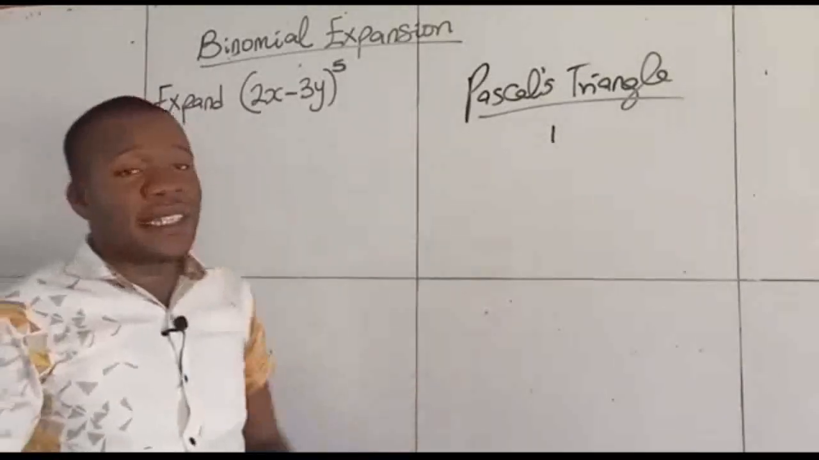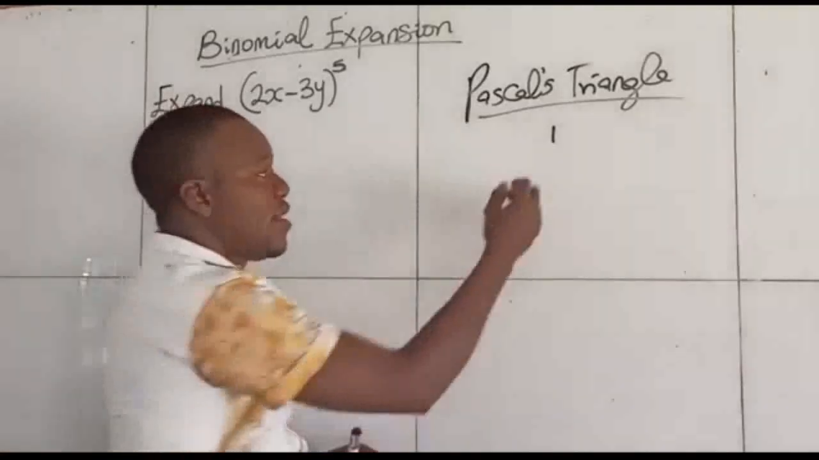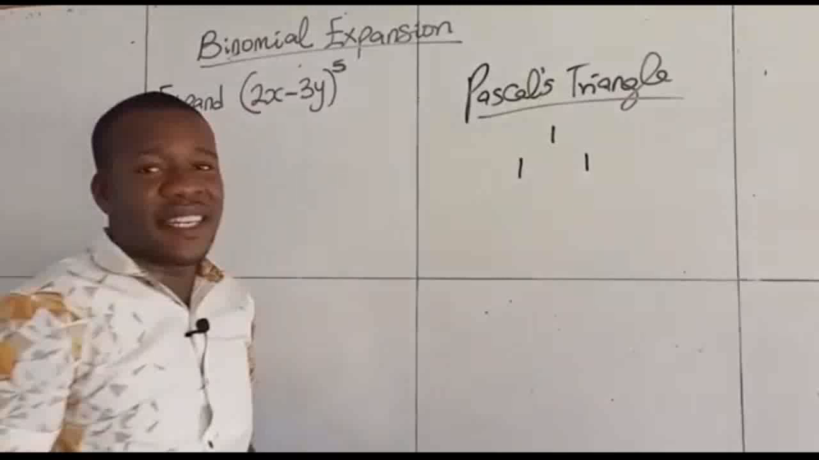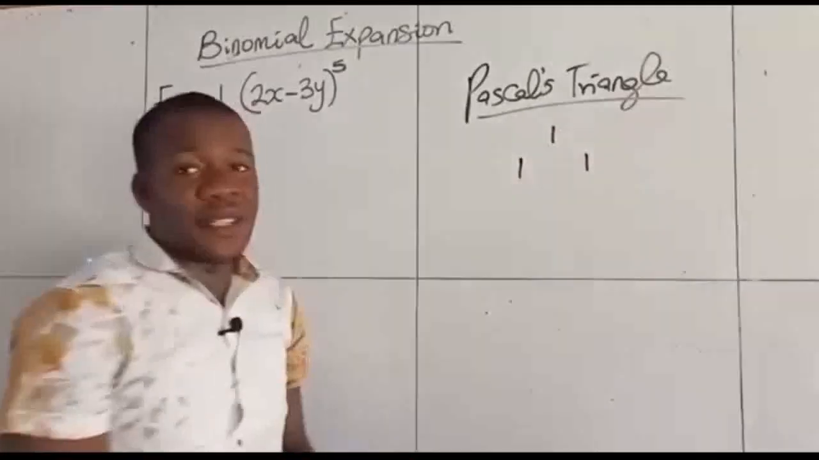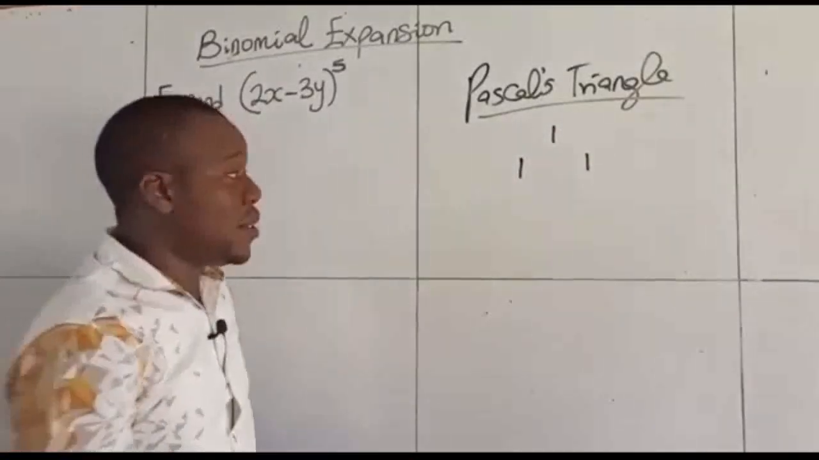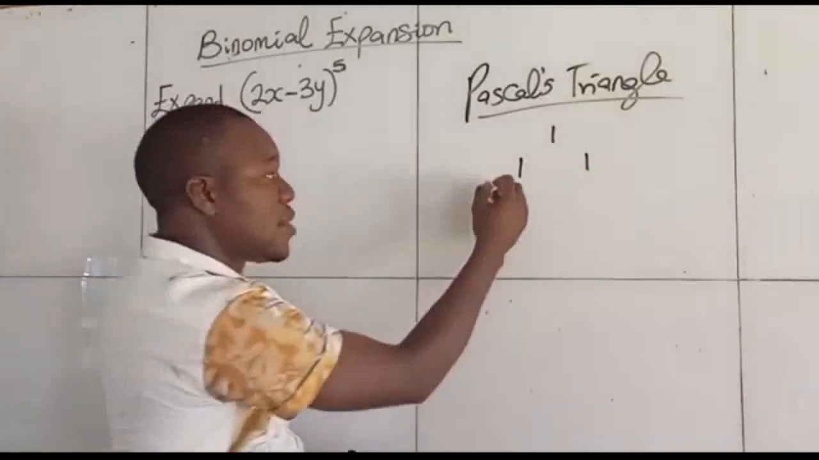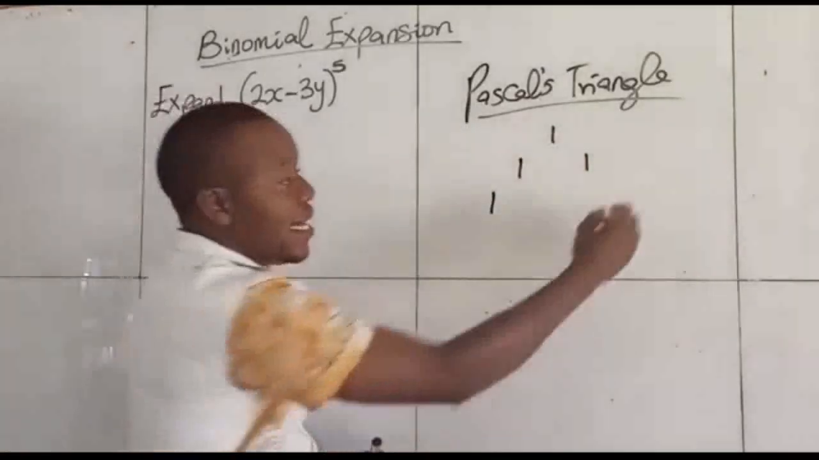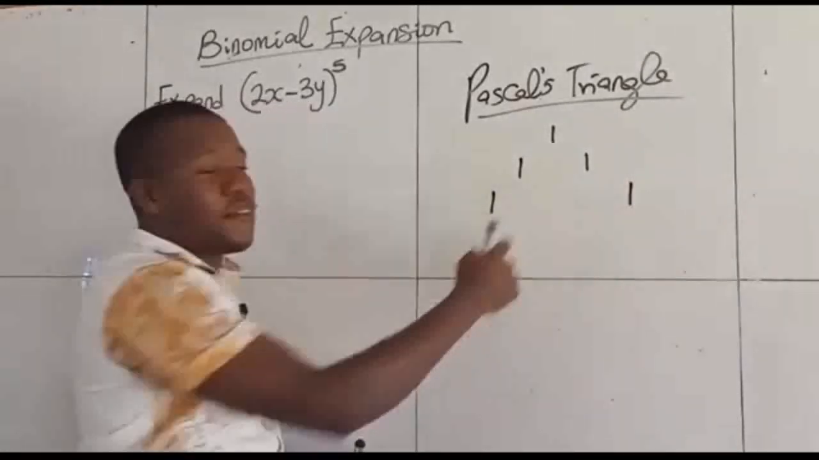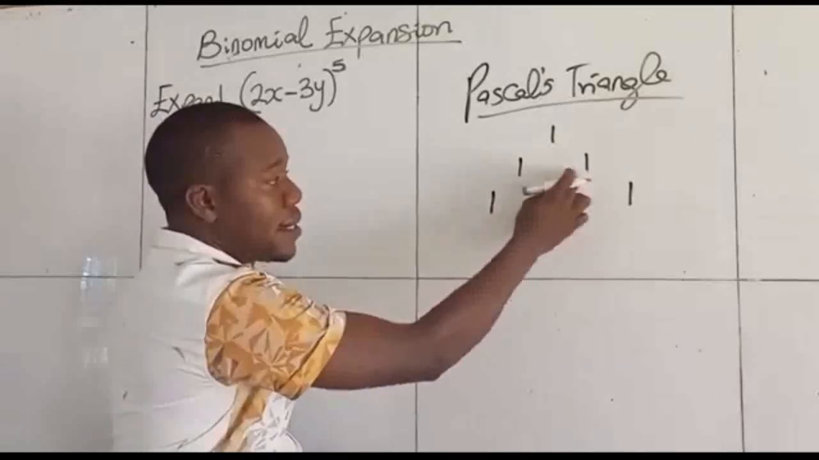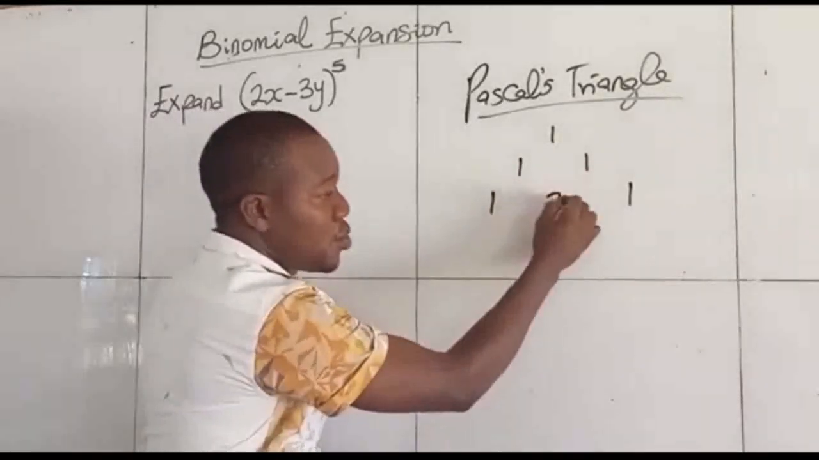So we have 1 at the first level. At the second level, we have 1 and 1, forming a triangle. You can see the shape of a triangle. Then the next level, we are going to have 3 numbers. Here there is 1, here there is 2. We are going to have 3, but it must start with 1 and then end with 1. We need to find the number here. To get the number here, we simply add this and this. 1 plus 1, you have 2.